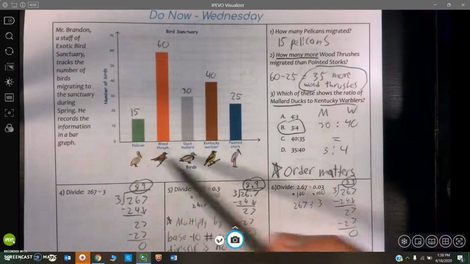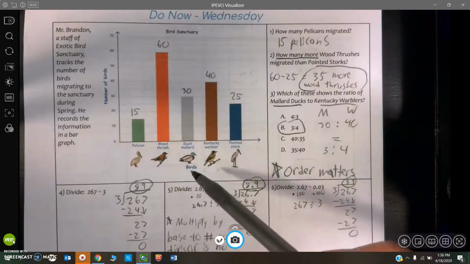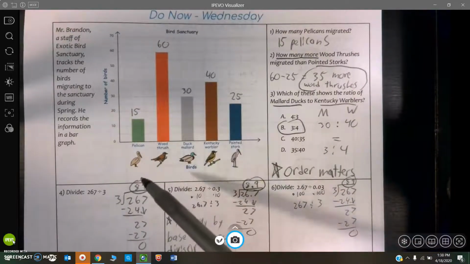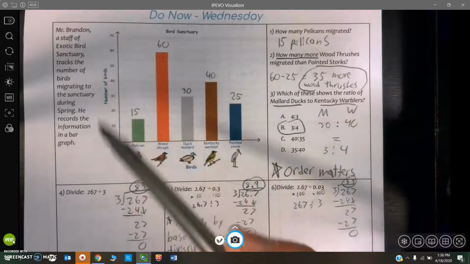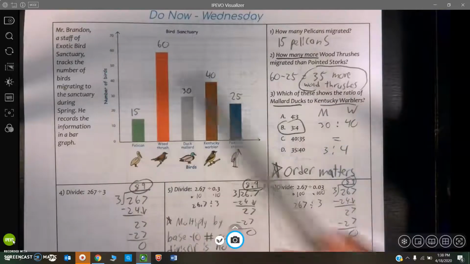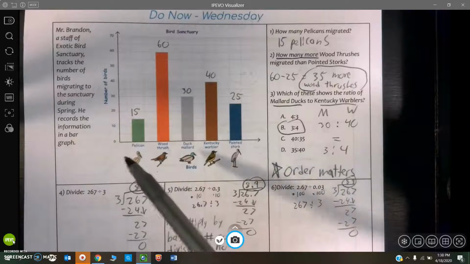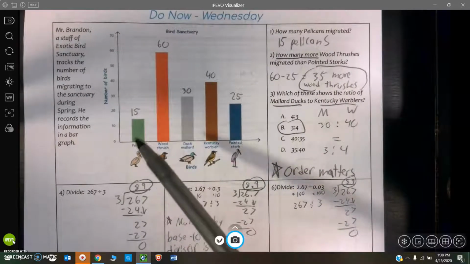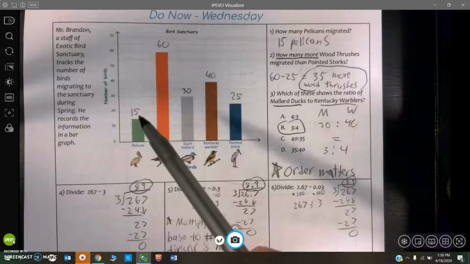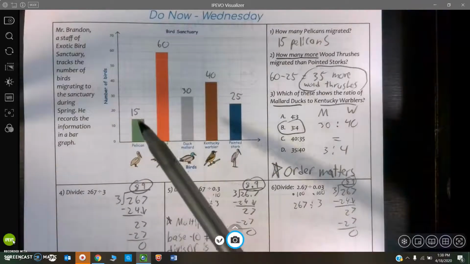Once again, if we look along the x-axis, left and right, we've got our different birds. And then if we look at our y-axis, that's measuring our number of birds. So for any given bar, we go left and right, we identify the bird it's talking about, we see how high it goes, and that is the value that that particular bird has.